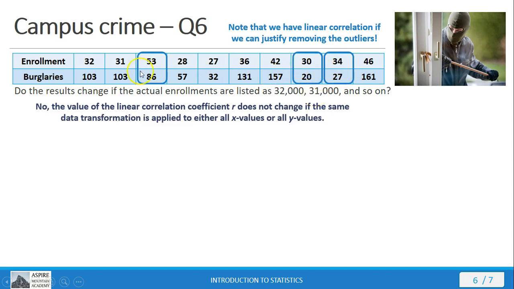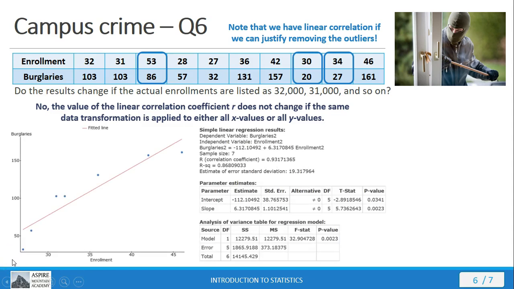If you look, you've got 31, 32, you're sitting at 103, but here's 34, pretty much next door to these, and yet look at the corresponding number of burglaries, 27. Same thing here with this data point right next to it, the 30, 20. So if you look at the data, you can kind of tell that they're outliers, but it's much easier to see on a scatter plot.